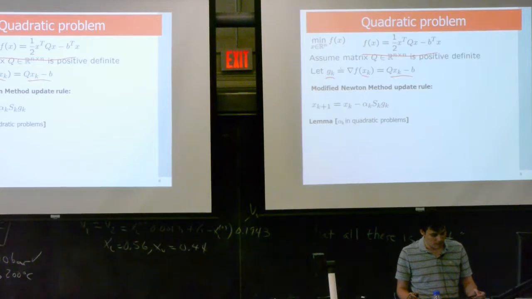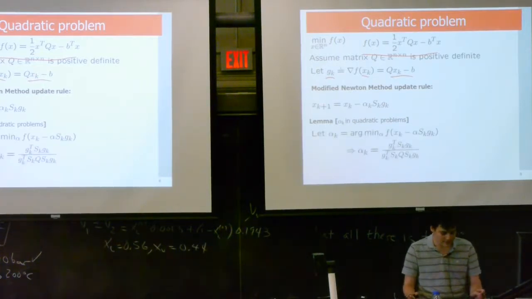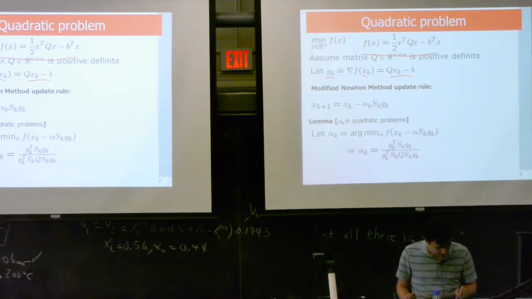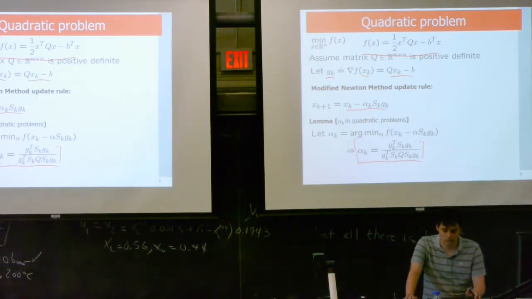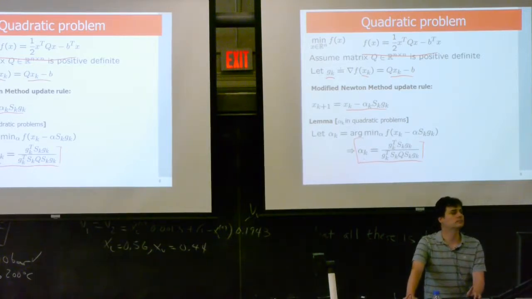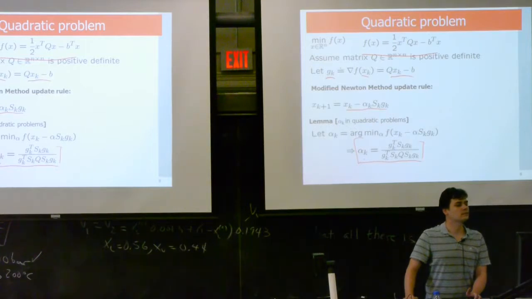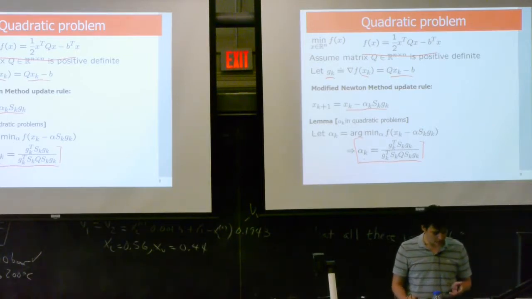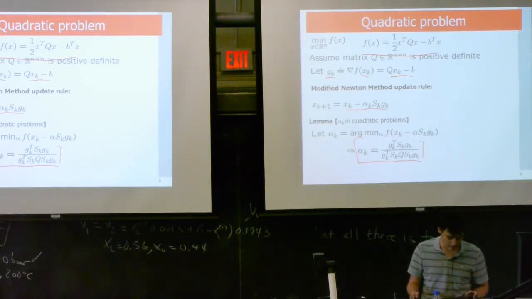And now we have a lemma which says that if alpha_k is the alpha that minimizes this expression, x_k minus alpha S_k g_k, then for alpha_k we will have this expression here. Is the statement clear? Statement clear this side? Right, so we have this quadratic function f that we want to minimize in alpha, then for alpha we will have this expression as a minimum.